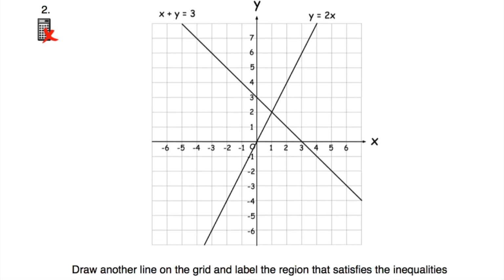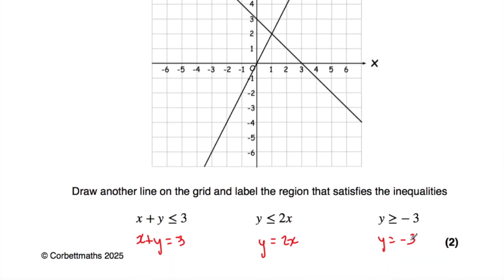So that's fantastic. The last one we need to draw is y equals negative 3 on the grid. And then we just need to shade the region, label the region that satisfies all of those inequalities in black there. Okay, so let's start off by drawing the last line, y equals negative 3.